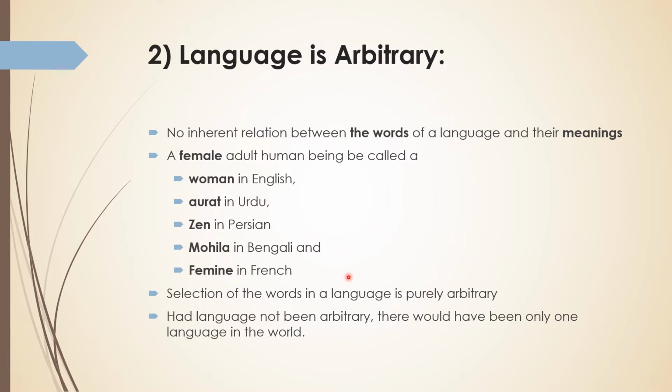So, if language had not been arbitrary, there would have been only one language in the world. We know that there are 6,500 to 7,000 languages existing at this moment in this world, and they have different sound systems, different grammatical systems, different syntactical and morphological systems. But if it was fixed, then there would not have been these varieties of language. There would have been only one language.